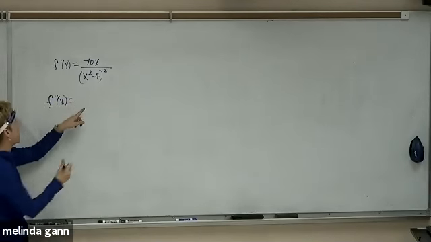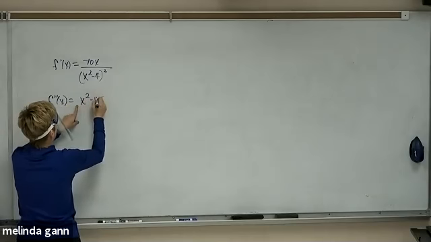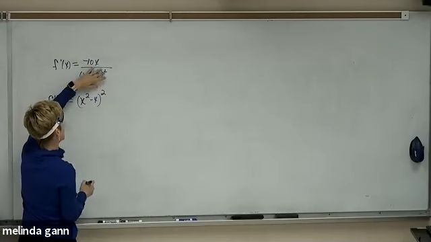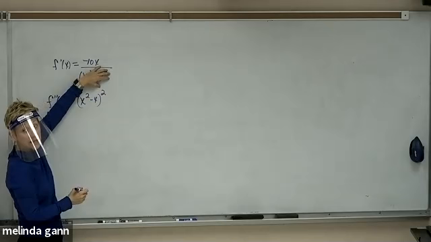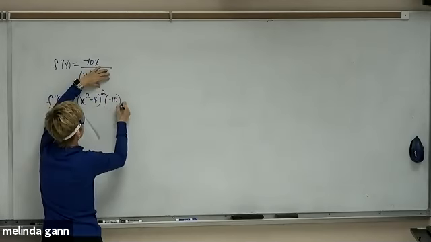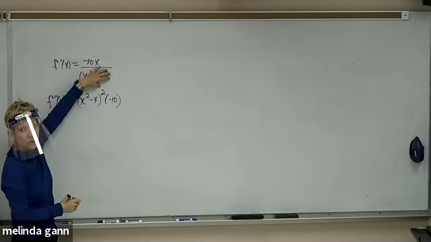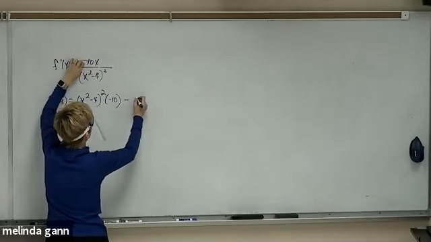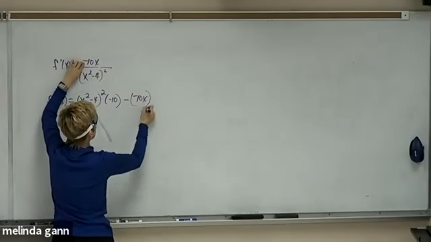So again, I start on the bottom. So (x squared minus 4) squared, I copy it down. What's the derivative of a negative 10x? Negative 10. All right, plus or minus on quotient rule? Minus. And I copy the top down, negative 10x.